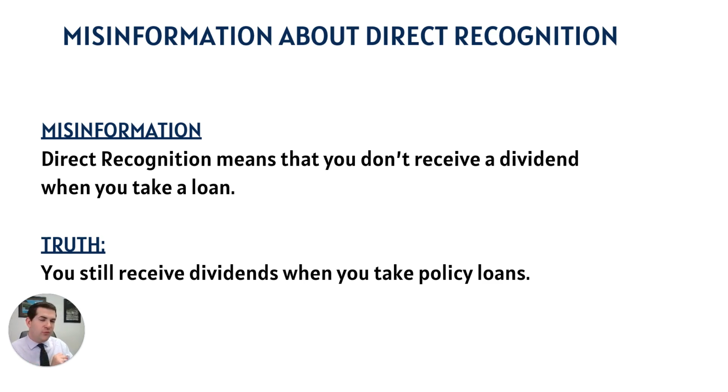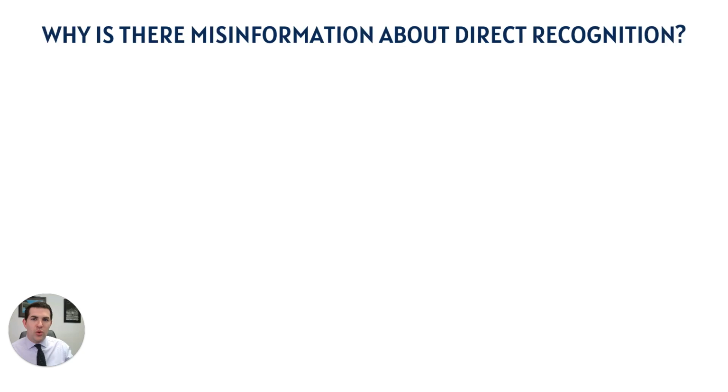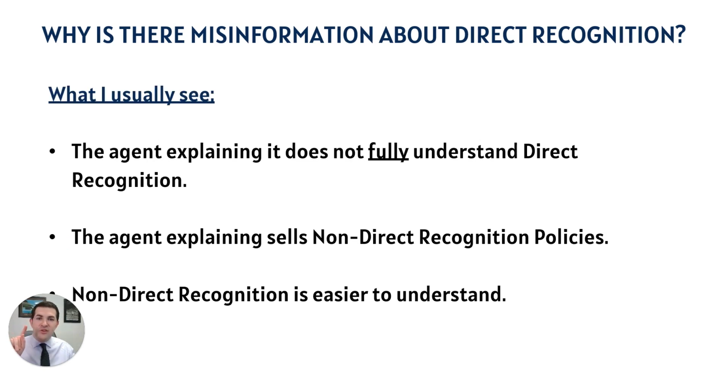With direct recognition, you still receive dividends when you take policy loans. So with that said, if what I said is true, why is there misinformation about direct recognition? Well, there's a million reasons why. Here are 3 reasons I see a lot. Number 1, the agent explaining it might not fully understand direct recognition, and this can happen because there is a learning curve. Number 2, the agent explaining it might primarily sell non-direct recognition policies. And number 3, non-direct recognition is a lot easier to understand. You'll see that when we look at the examples.